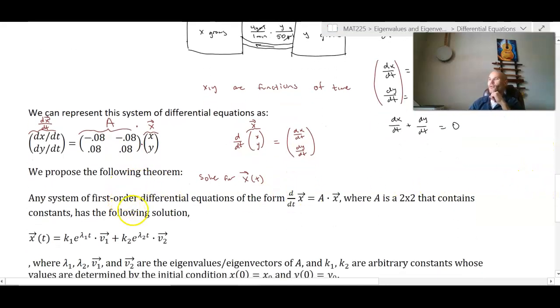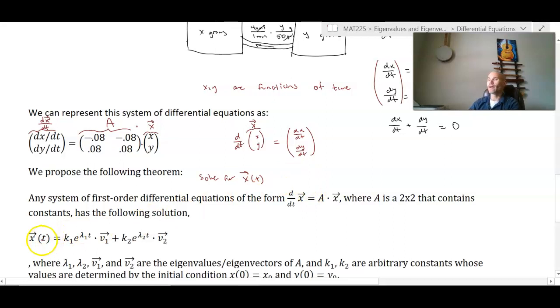Any system of first-order differential equations of the form x' = Ax, where A is a 2 by 2 matrix that contains constants, has the following solution. Now, this doesn't have to be a 2 by 2. This states lambda 1 and lambda 2, v1, v2 would only be for a 2 by 2. This could also be for a 3 by 3, or a 4 by 4, or a 5 by 5 system.